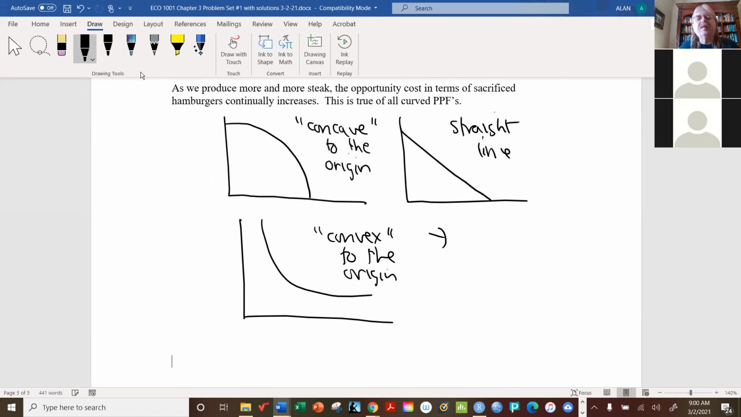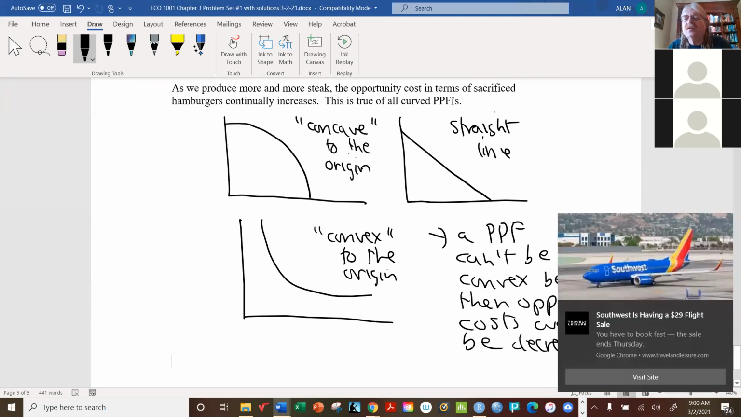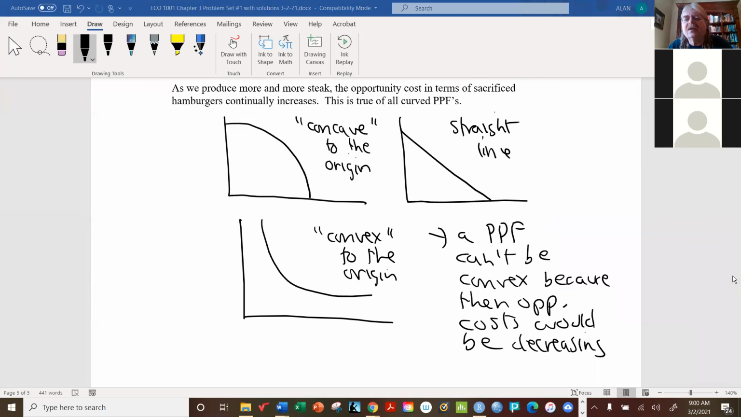And so we'll note here that a PPF can't be convex because then opportunity costs would actually be decreasing. And that's not possible in the real world. I thought I would just throw that in there in case you were wondering. It's got to be the concave version or the straight line. It cannot be convex because that would imply decreasing opportunity costs, and that doesn't happen on this planet of ours.